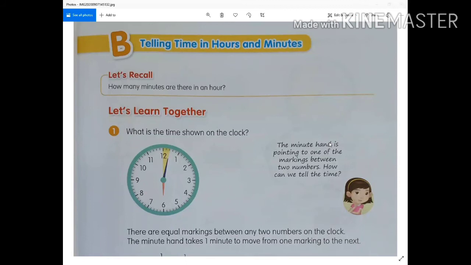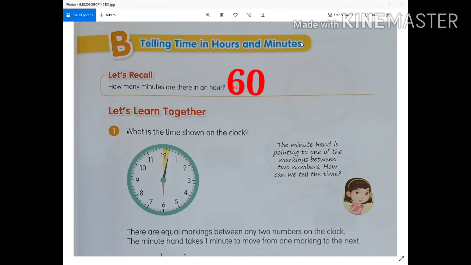Page 53, part B, telling time in hours and minutes. Let's recall, how many minutes are there in an hour? Yes, there are 60 minutes. Correct, there are 60 minutes in an hour. Good. Now let's learn together.